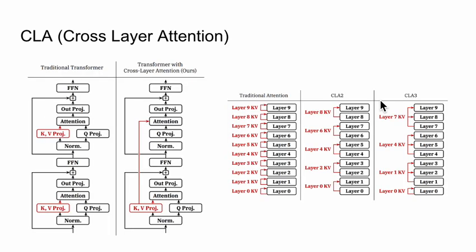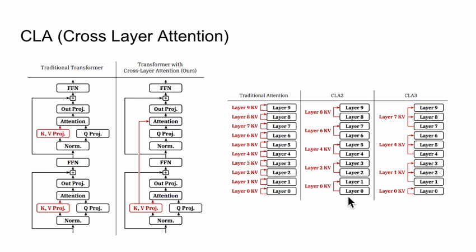So these two figures show how cross-layer attention changes the transformer architecture and KV cache layouts. In the traditional transformer here, every layer has its own key and value projection. So each layer stores its own KV cache. It's very memory heavy. And CLA removes that redundancy. Only some layers compute K and V. The next layer reuses them.